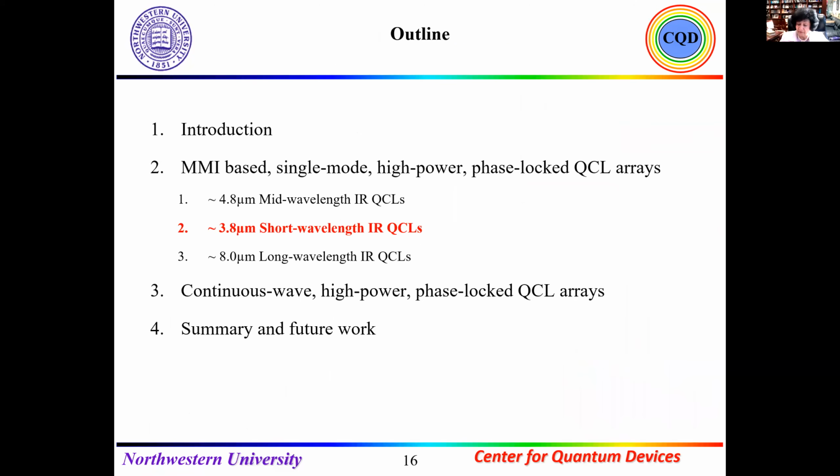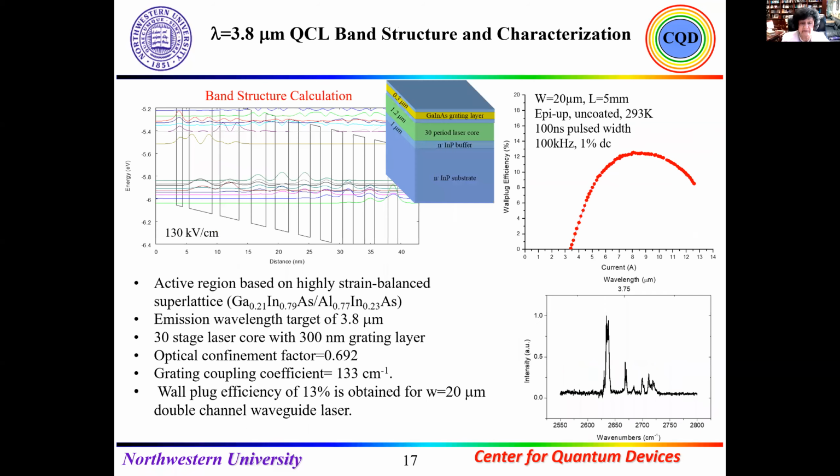Now we did the same for the 3.8 micron, shorter wavelength. The design of the structure is based on strain balance, and we use the emission wavelength calculated to be 3.8 micron. We use a 3-stage laser with optical confinement of 0.692 and a grating coupling coefficient of 133 cm^-1. That result gave 13% wall plug efficiency for a width of 20 micron and length of 1 millimeter with double channel waveguide lasers.